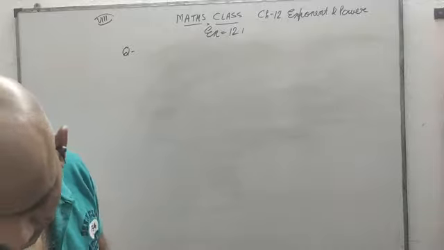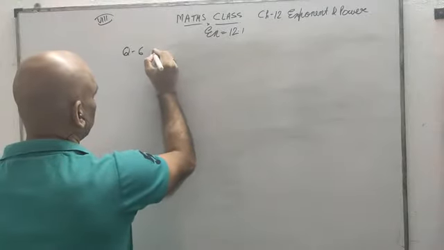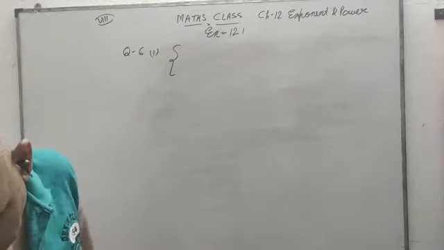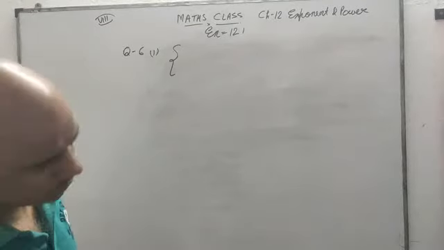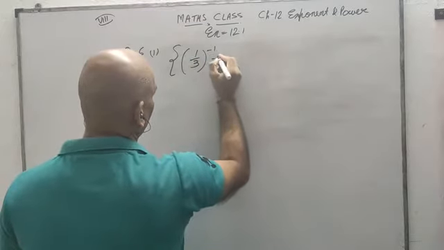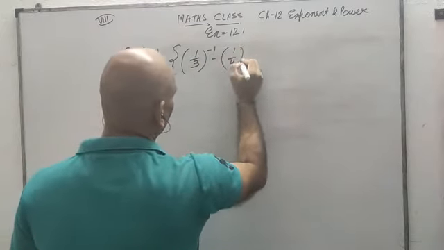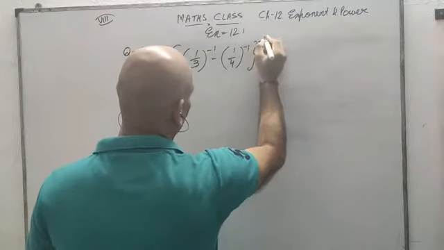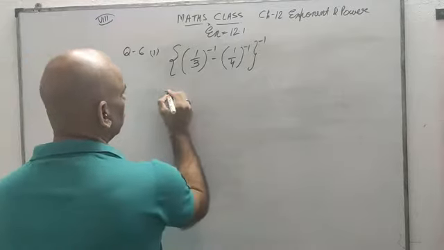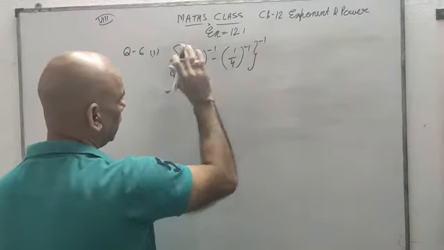Again you will have to evaluate. Part 1: 1 by 3 to the power minus 1 minus 1 by 4 to the power minus 1, to the whole power minus 1. This you will have to evaluate. Okay, so negative power will be made positive by changing their places.